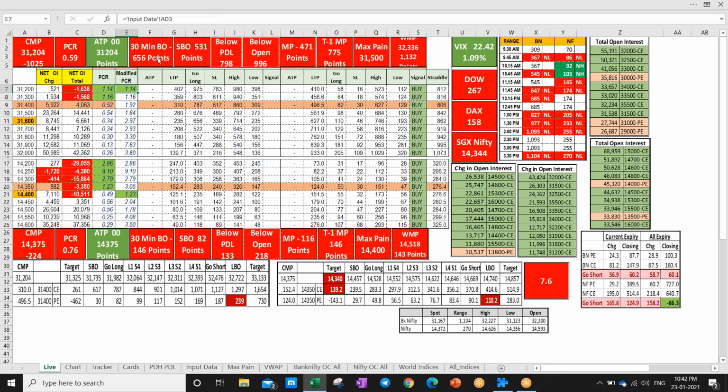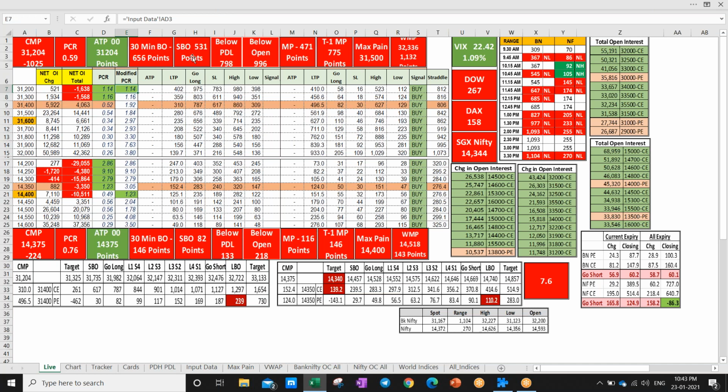Since it has broken out of the low of the 30 minutes, it is showing a red color background, and you can see the 656 points movement came below the low of the first 30 minutes candle. So this is the meaning. If it is breaking the high of the 30 minutes, then it will show a green background and show how many points it gained above the high of the 30 minutes.